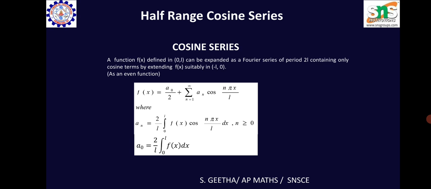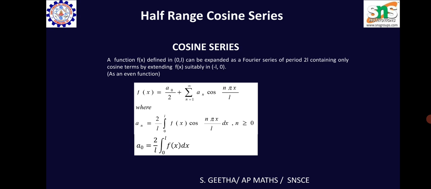In half-range cosine series, the Fourier series contains only the cosine terms. A function f(x) defined in the interval (0, L) can be expanded as a Fourier series of period 2L containing only the cosine terms by extending f(x) suitably in (-L, 0).